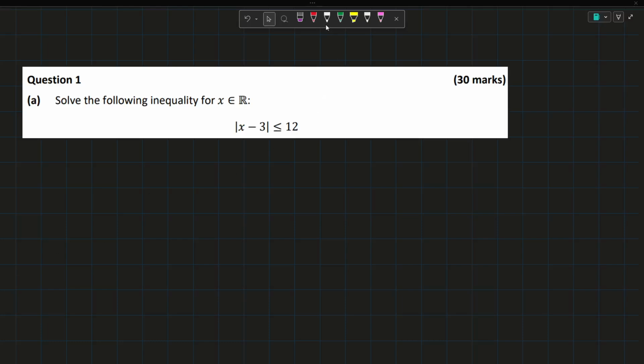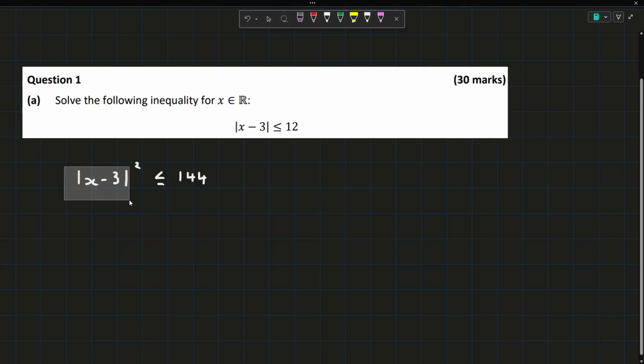So this is 2025 paper 1 question 1, and we're asked to solve this inequality. I think the way that most people will learn to solve this is to square both sides. The reason for that is that if we have the absolute value of x minus 3 squared less than or equal to 12 squared, which is 144, then when you square the absolute value of x minus 3, it's always going to be positive, so we don't need to worry about whether it's positive. We don't actually need the absolute value because the square is going to ensure that it's positive anyway.